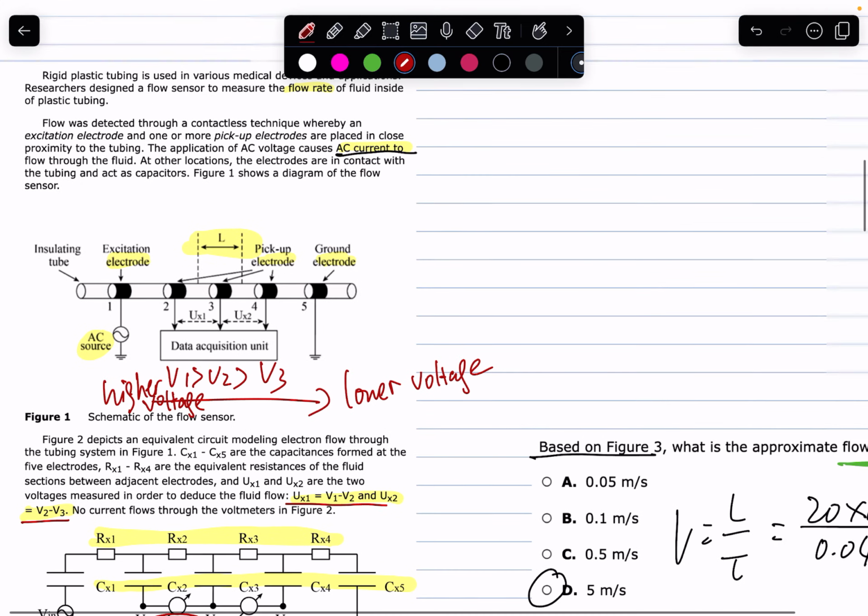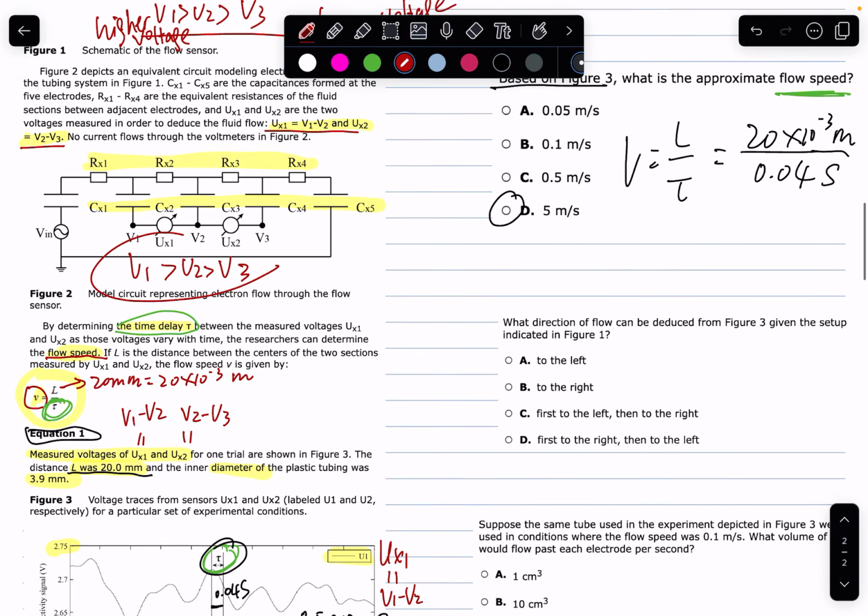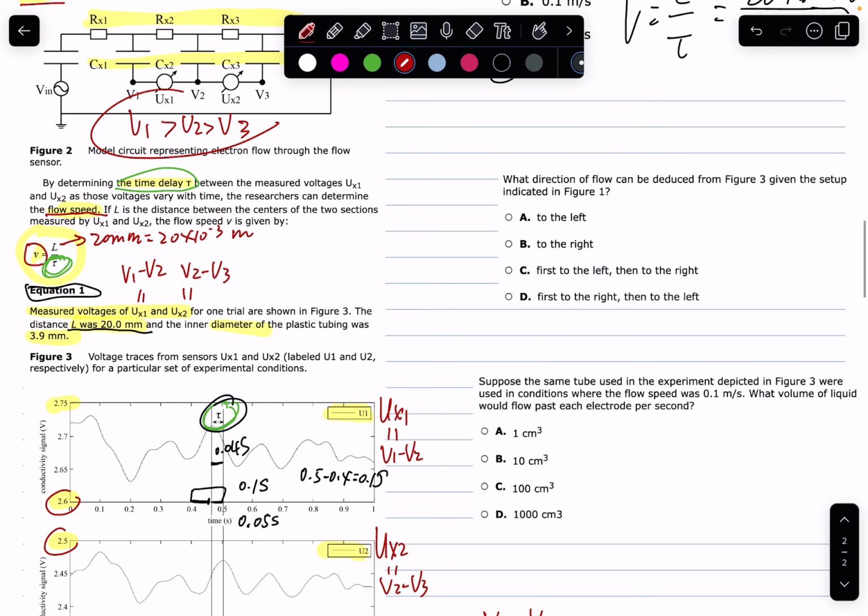But in figure 1, the setup is AC current, right? Flow through the fluid. So to answer this question, what direction of flow can be deduced from figure 3 given the setup indicated in figure 1? It will be to the right, all the way to the right.